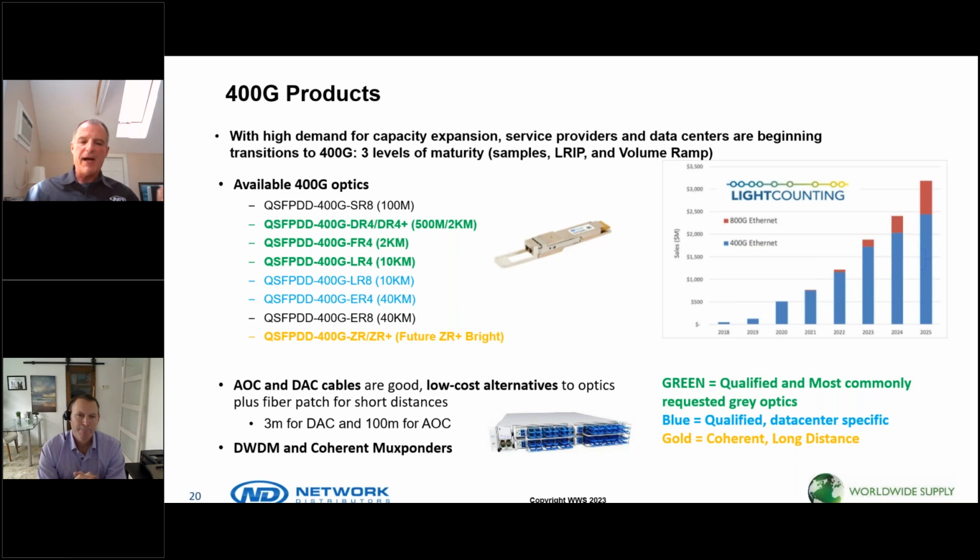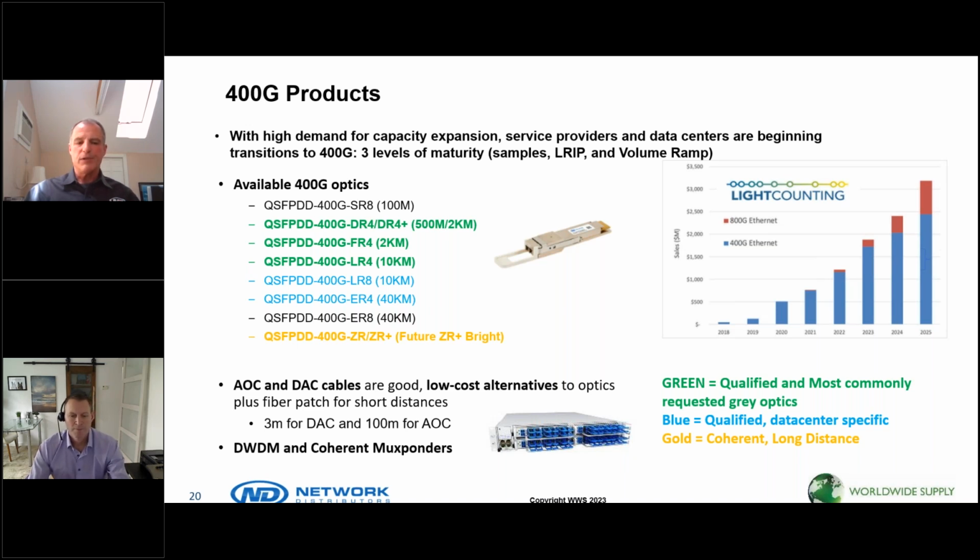Well, basically, you either have optics, AOC and DAC cables, and muxponders. We're going to focus just on the 400 gig optics right now. What's in green are those that we commonly see for the tier 2, tier 3 telco customer, predominantly FR4 and LR4, 2 kilometer and 10 kilometer optics. What's in gold is the QSFP-DD 400 gig ZR and ZR pluses, which we have some slides coming up after this to talk about performance of it.